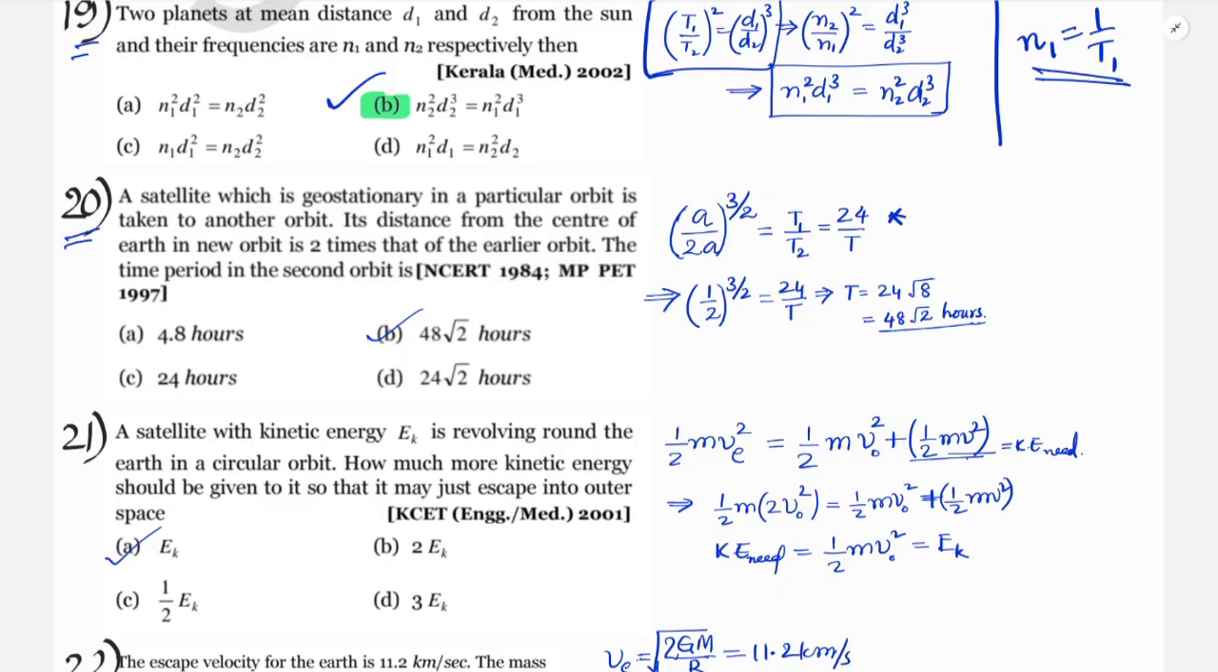Commonly, for a geostationary satellite we know the time period. Now let us suppose t is the time period when its radius is doubled. From this, only the time period is unknown, the remaining all are available. Now simplify this, you will get 24 root 8. Root 8 you know is 2 root 2. So 24 times 2 is 48 root 2. So 48 root 2 hours is the time period.